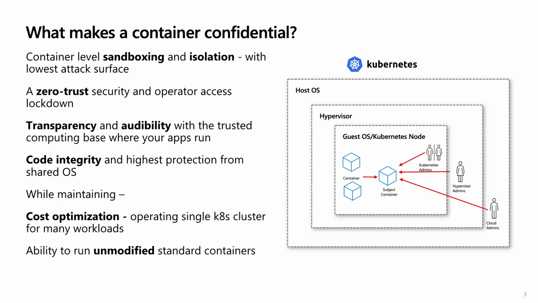Apart from being able to isolate our container, we also want our customers to be absolutely sure of what's running there. So we want to provide both transparency and auditability of all the components operating in that trusted computing base. And lastly, we want to have code integrity and protection from the shared OS, which means that there is no malicious code that can be injected or altered in the container that's running.